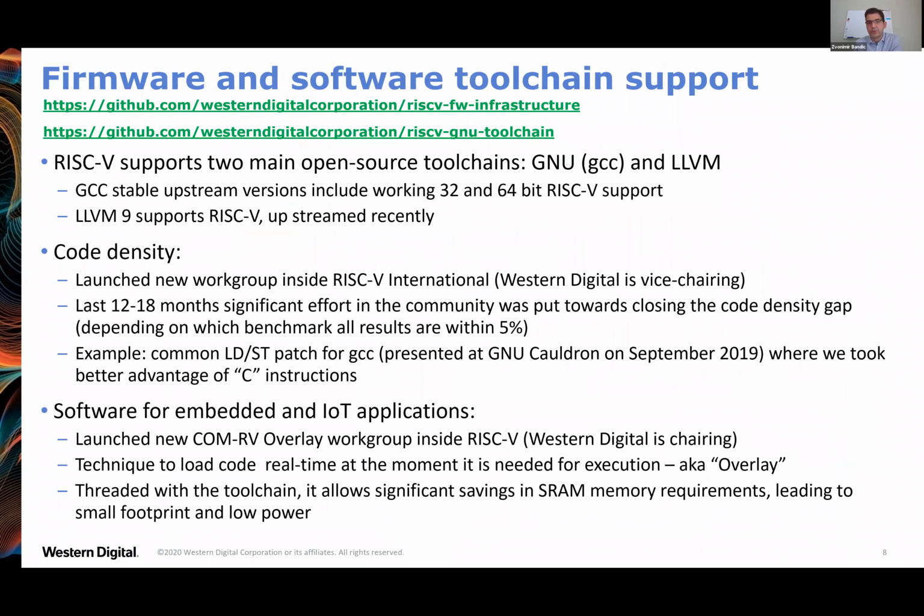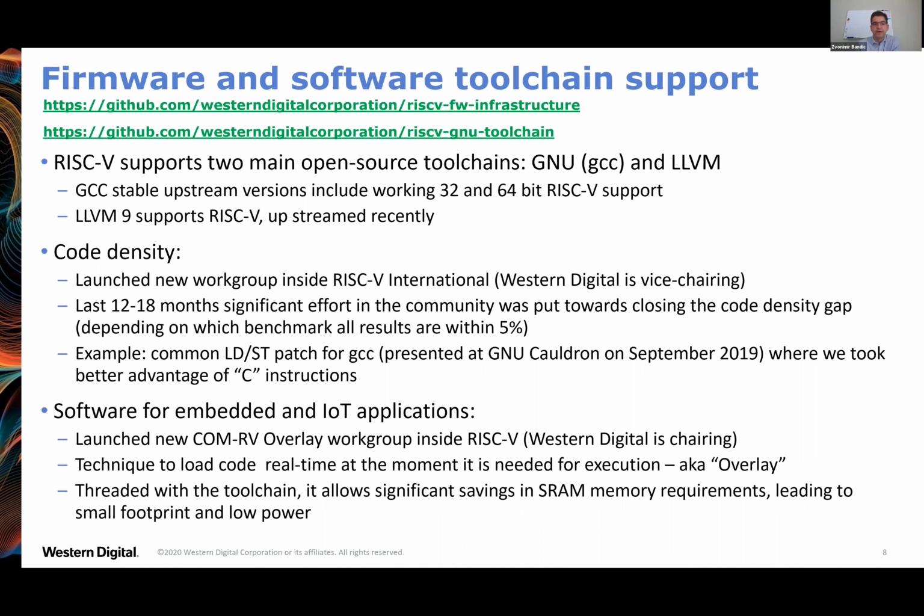Firmware and software toolchain support is of utmost importance. Western Digital has open sourced a lot of RISC-V toolchain and infrastructure. RISC-V supports two main open source toolchains, GNU, which is the GCC compiler, and LLVM. GCC stable upstream versions now include working 32- and 64-bit RISC-V support. And LLVM 9 supports RISC-V, it went upstream recently.